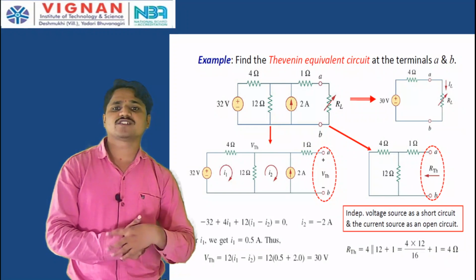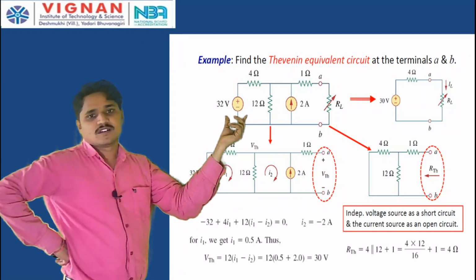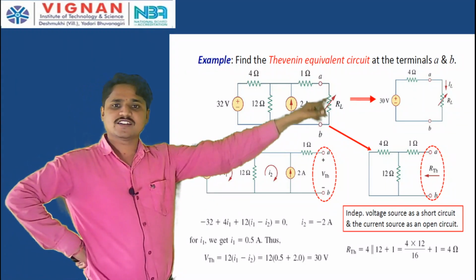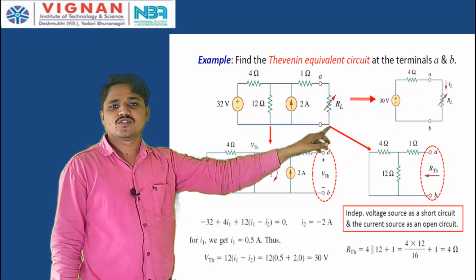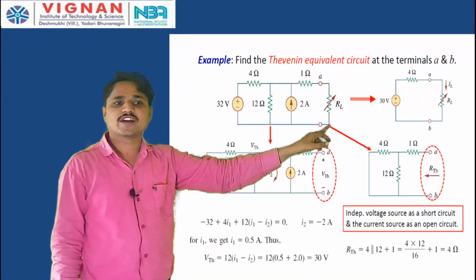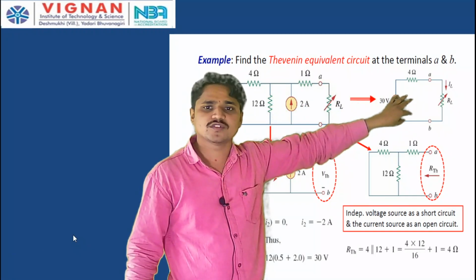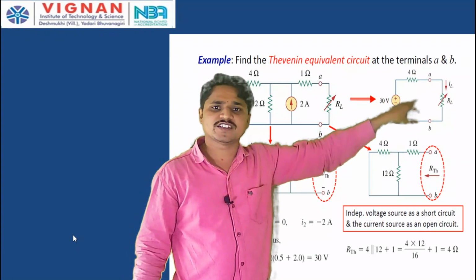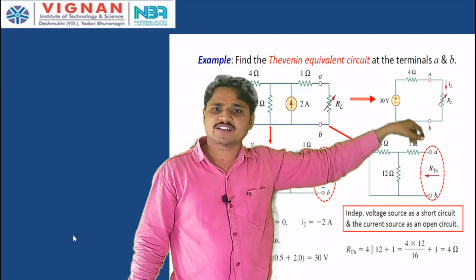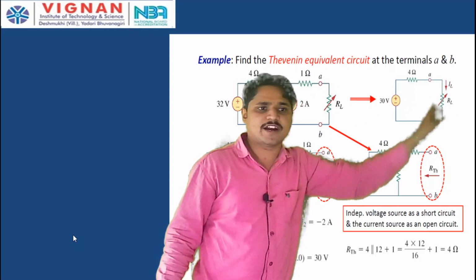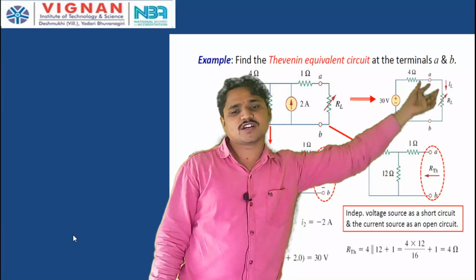Find the Thevenin equivalent circuit at the terminals A and B. So, this is the circuit first, and this is the load RL across these terminals A and B. For this circuit, this is the Thevenin equivalent circuit, consisting of a voltage source of 30 volts in series with a resistance; here V Thevenin is 30 volts and R Thevenin is 4 ohms, across the same terminals A and B, with the same load resistance.